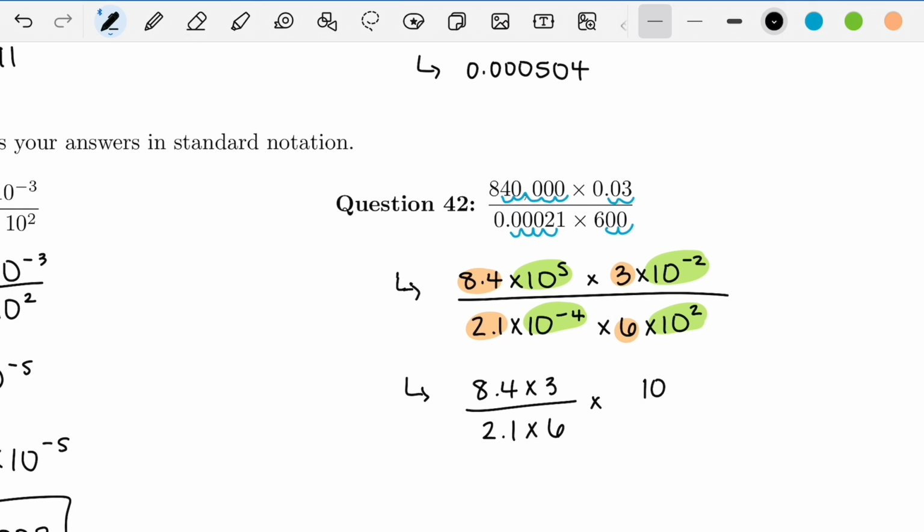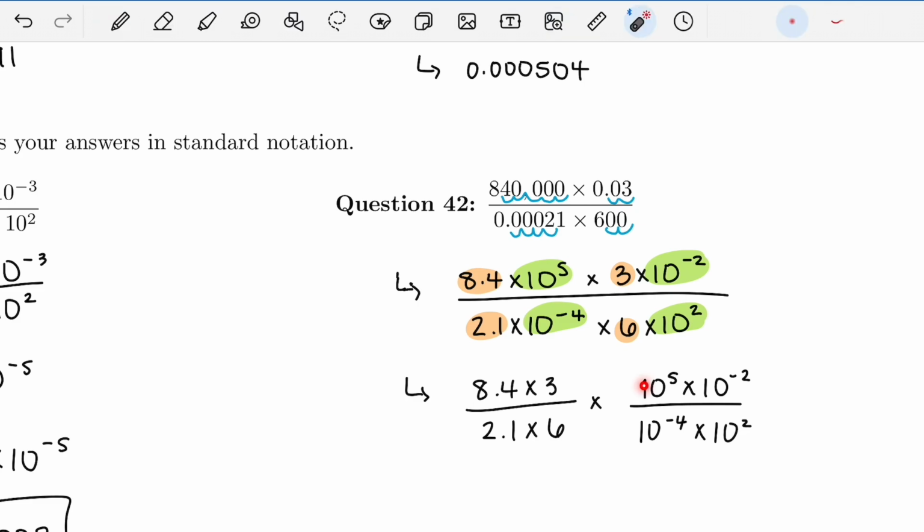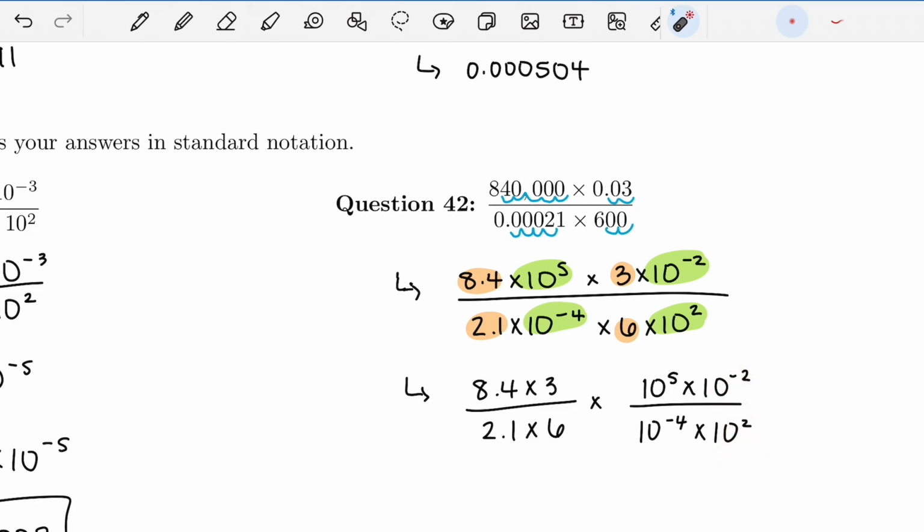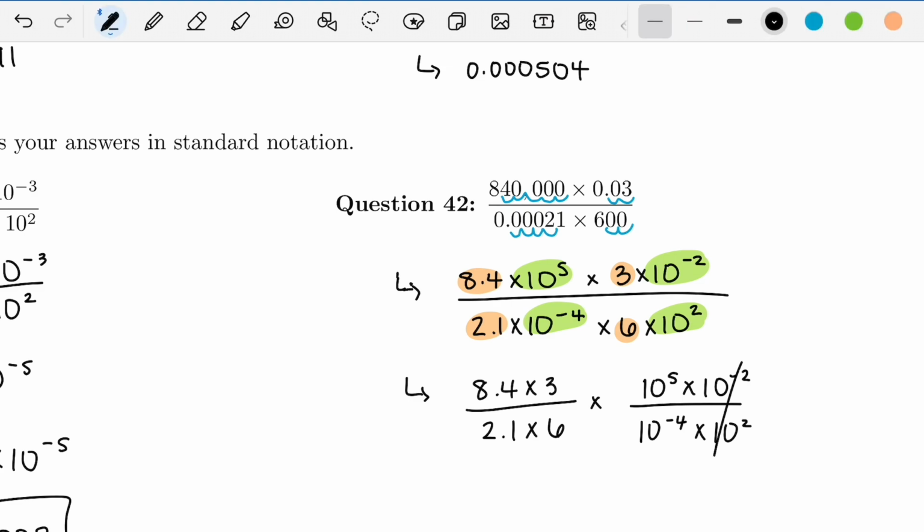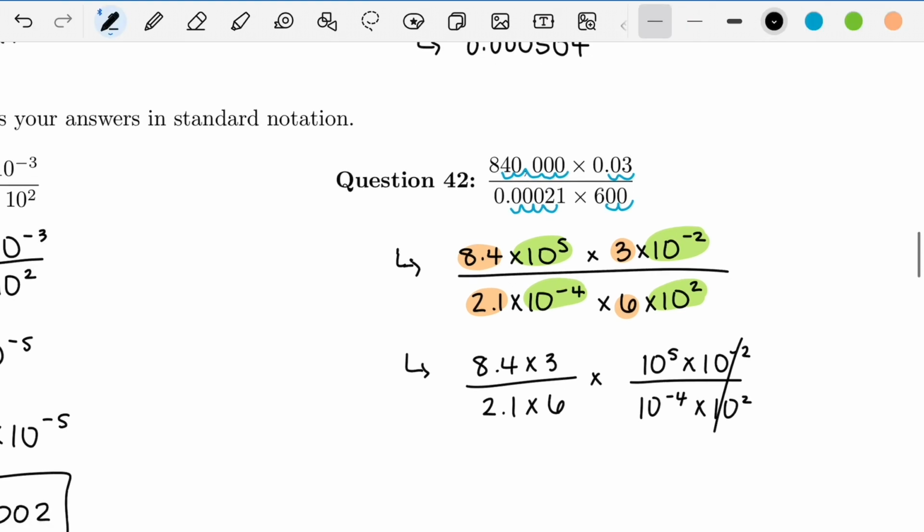So we have 10 to the 5th power times 10 squared, or 10 to the negative 2 power on the top, and then 10 to the negative 4 times 10 squared on the bottom. Now what we can do for our exponential expressions here is we can use our product rule, so we could add these guys. But notice we also can use our quotient rule. This 10 to the minus 2 and 10 squared is automatically going to cancel out. So that's going to make this simplification a little bit easier.